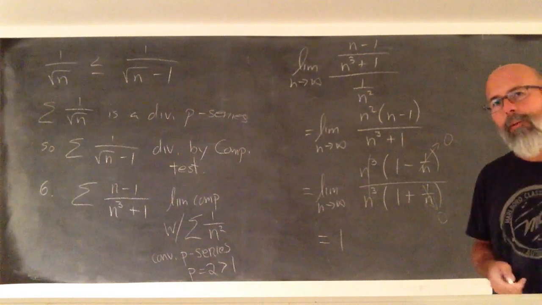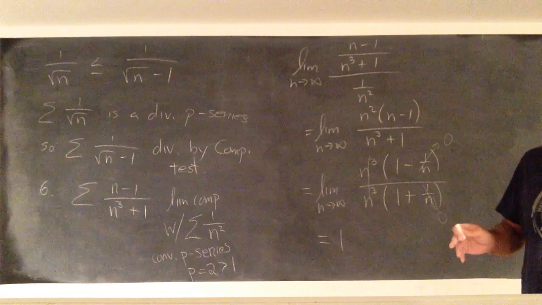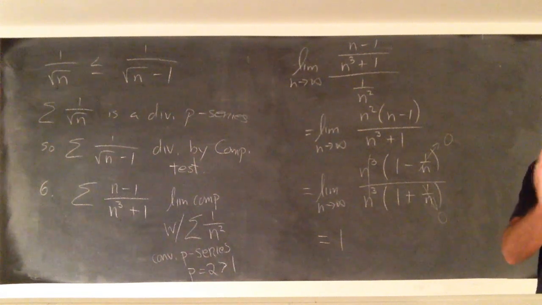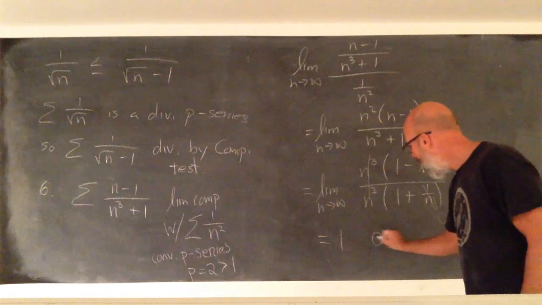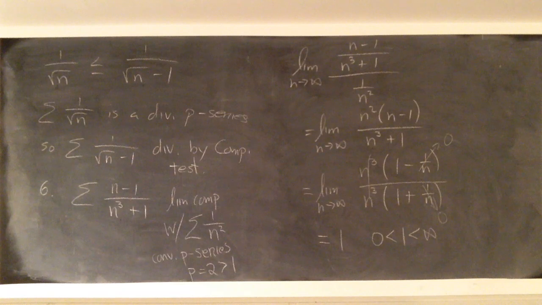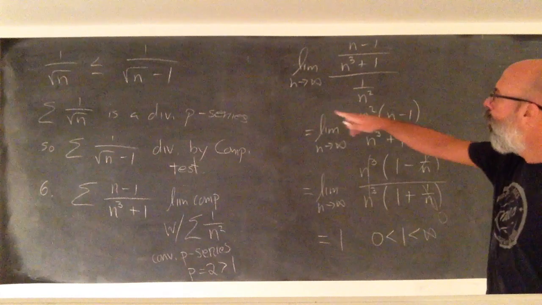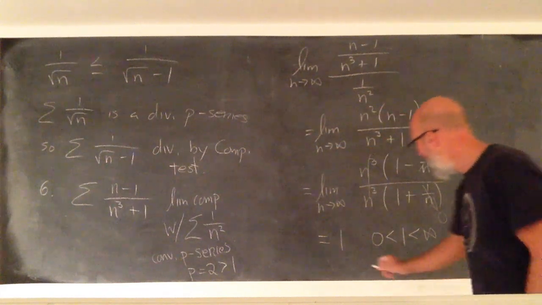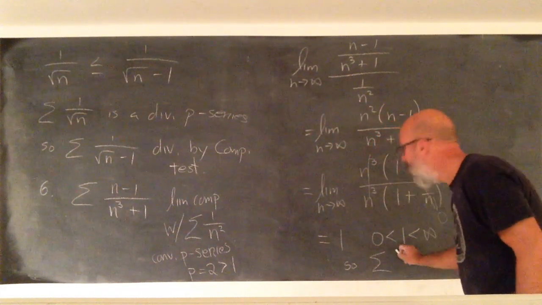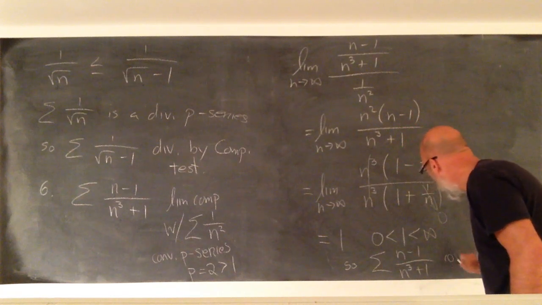Coincidentally, we've been getting limits of 1 all the time. That is purely coincidental. That doesn't have to happen. As long as you get a limit between 0 and infinity, that's what's important. So 1 is between 0 and infinity. So both series converge or both series diverge, but this one converged. So your series converges. So the series n minus 1 over n cubed plus 1 converges.